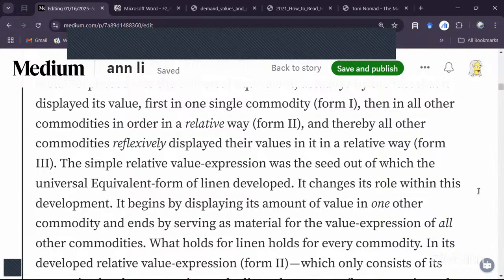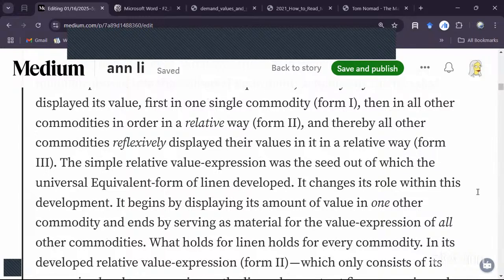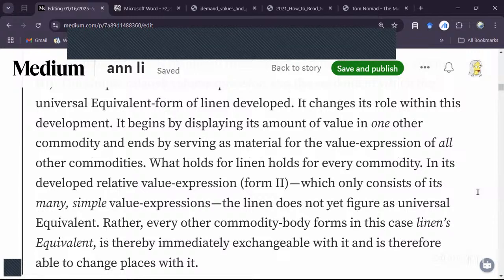What holds for linen holds for every commodity. In its developed relative value expression, form 2, which only consists of its many simple value expressions, the linen does not yet figure as universal equivalent.